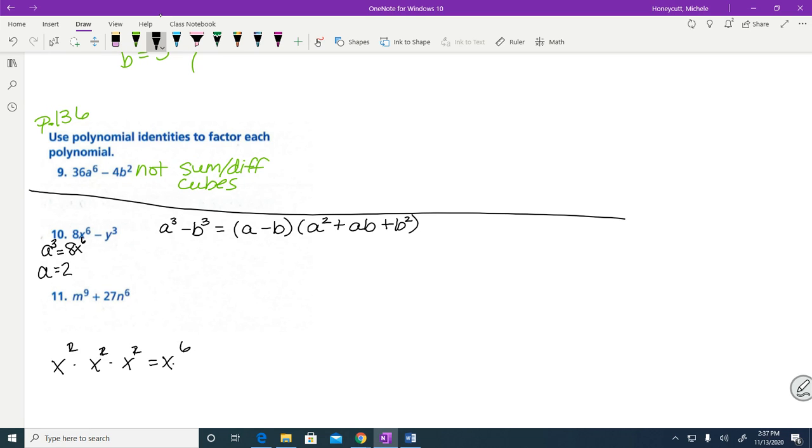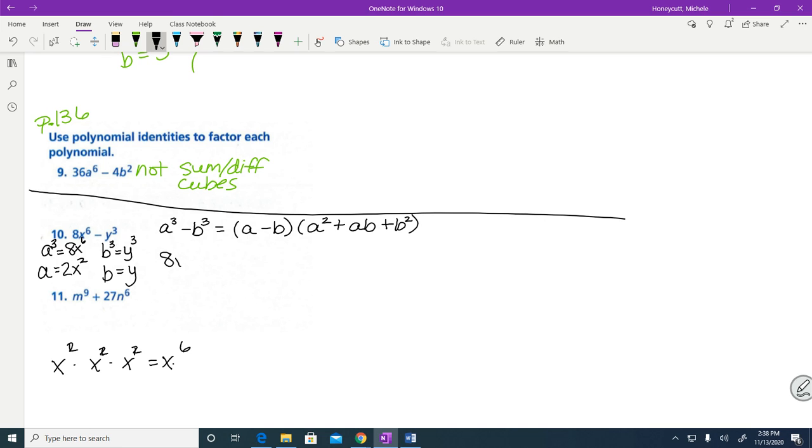Okay, so x squared is the cubed root of x to the 6th. Shortcut on that, you can just divide the exponent 6 by 3. It gives you the cubed root. And then if the b cubed is y cubed, the b is y. So again, shortcuts on taking the cubed root. Divide 6 by 3, you get 2. Divide 3 by 3, you get 1.